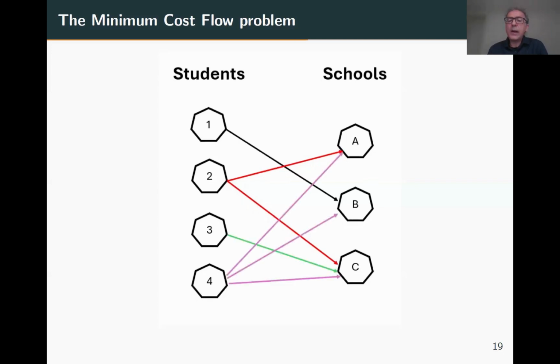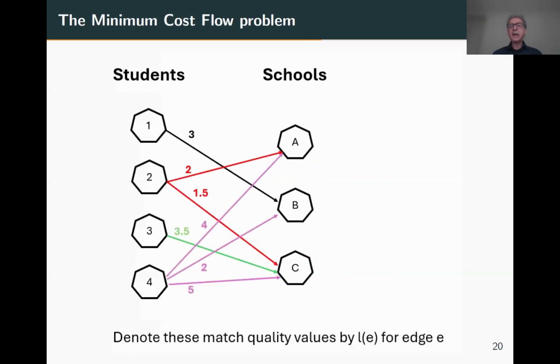Student 3 has only one, and student 4 has three admissible schools. These are the arrows. Now, I am trying to pick one arrow for each student on that graph. That's my optimization problem. But when I do that, I would like to maximize the sum of match qualities. What are those match qualities? This is what I am going to put on those arrows.